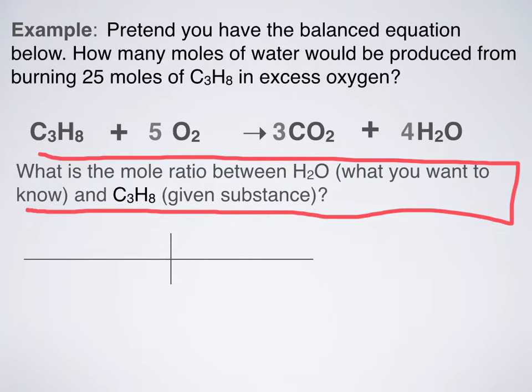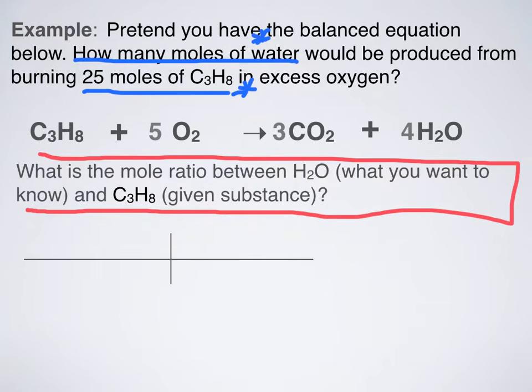Pretend you have the balanced equation below. How many moles of water would you produce? So how many moles of water? That's what I'm being asked for. If I burn 25 moles of C3H8, this is what I'm given. Two things: I'm given this piece of information, and I want to know that piece of information. Now, how am I going to do that?